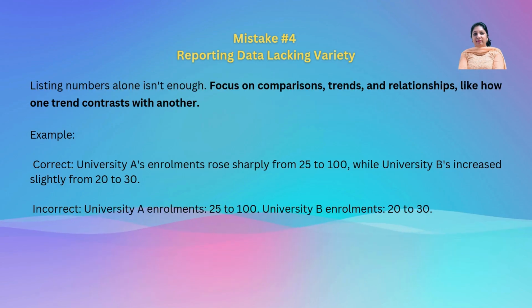Mistake number 4, reporting data lacking variety. Don't just list numbers. Focus on comparisons, trends, and relationships. Example: correct, University A's enrollments rose sharply from 25 to 100, while University B's increased slightly from 20 to 30. Incorrect, University A enrollments 25 to 100, University B enrollments 20 to 30. Tip: add variety by comparing trends and using descriptive language.